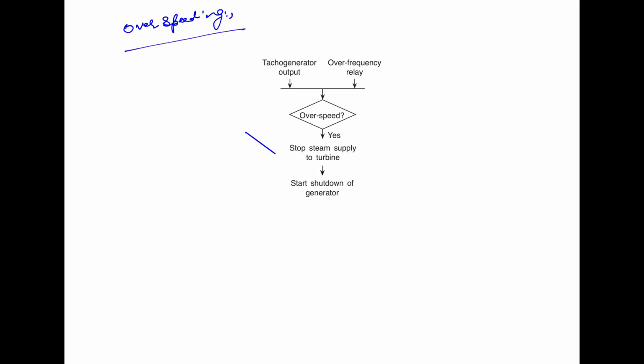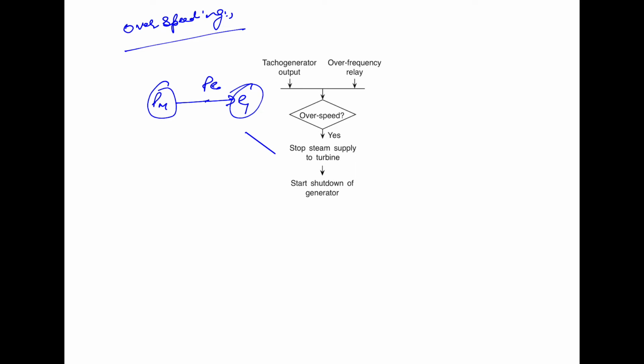Now, let us suppose we have a turbo alternator which is supplying the rated electrical power to the grid. Let PE be the rated electrical power supplied to the grid, and PM the mechanical power. This electrical power is supplied to the grid.